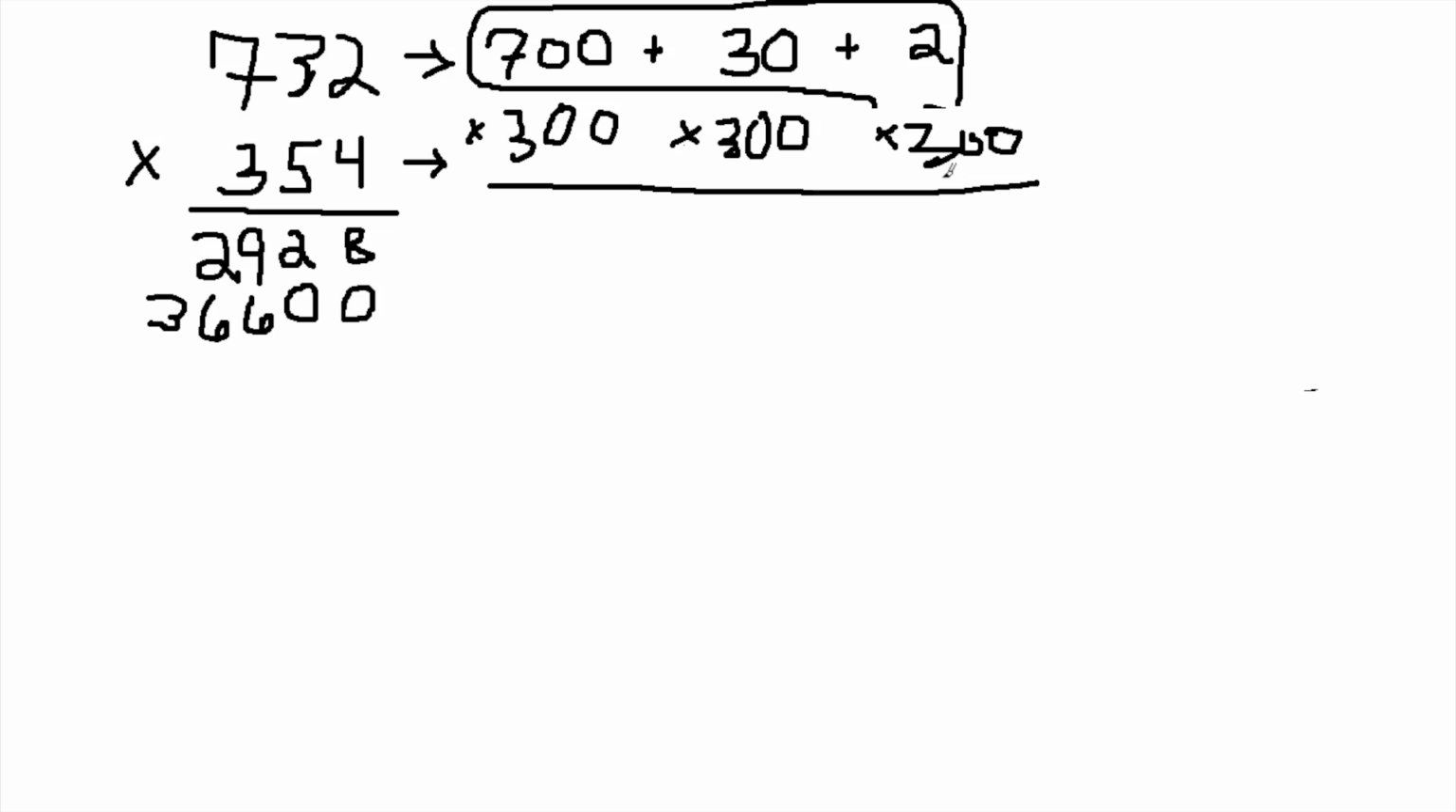So then we take the 3 times the 2, we get a 6, and add the 2 zeros, that makes it 600. We multiply 3 times 3, which is 9, and add 1, 2, 3 zeros. And then we multiply 7 times 3, which is 21, and add 1, 2, 3, 4 zeros.